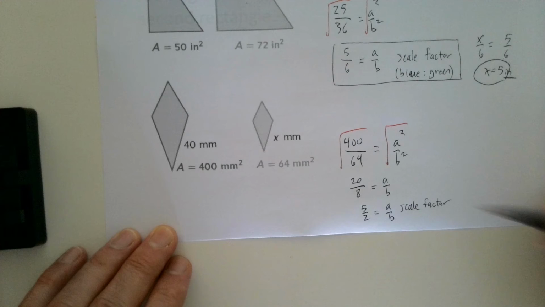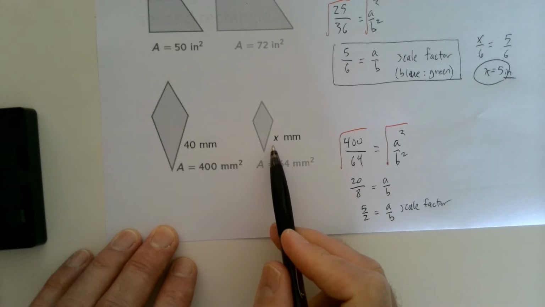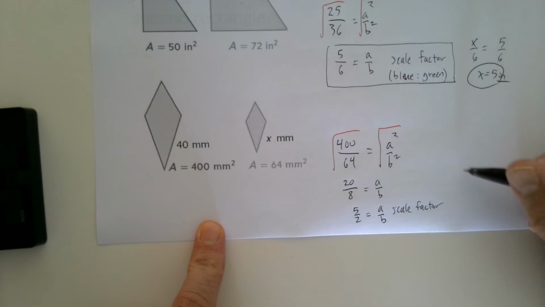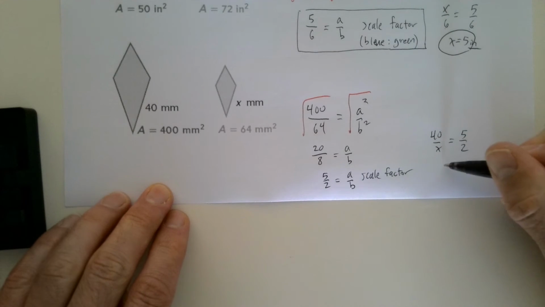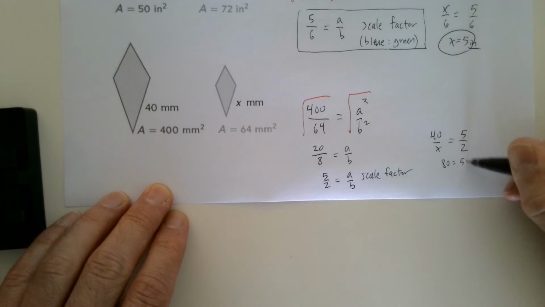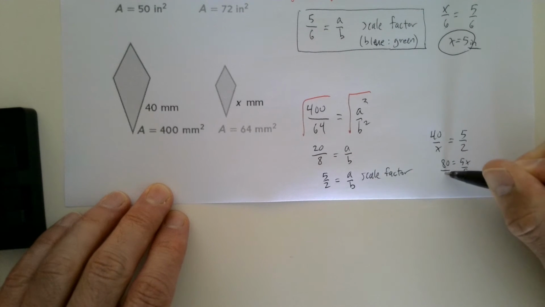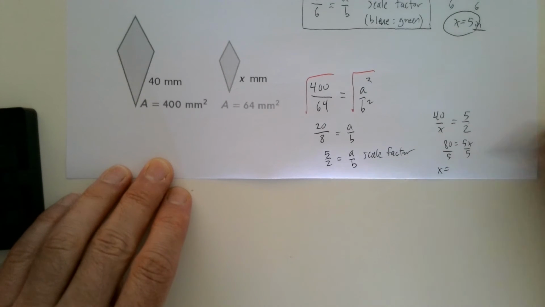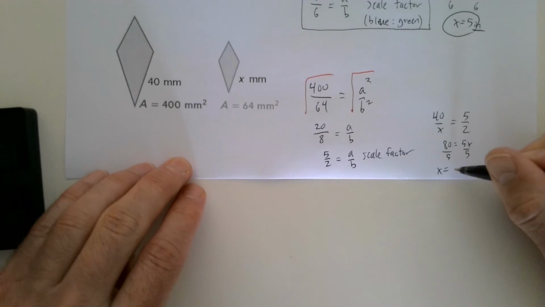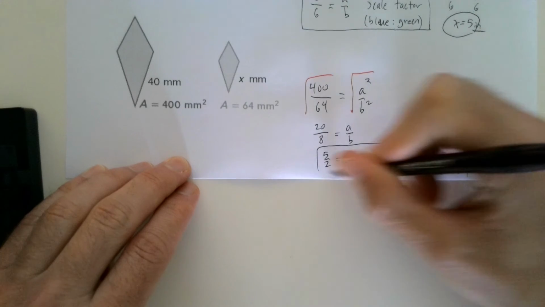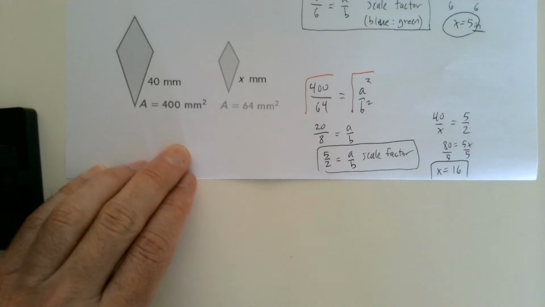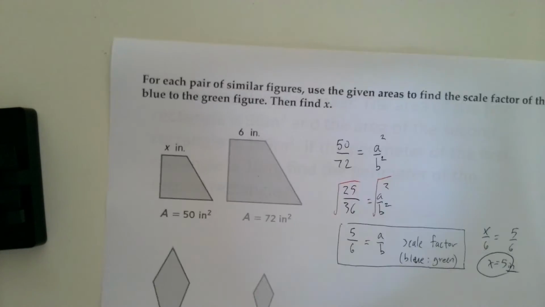Okay, part 1 done. Part 2, we're supposed to figure out what's the value for x. So we're going to say blue to green equals scale factor. Now we're going to cross multiply, divide out. Oh, what's that, 16? So those are the two answers that they're looking for. Okay, last example here to get you guys going for the day.